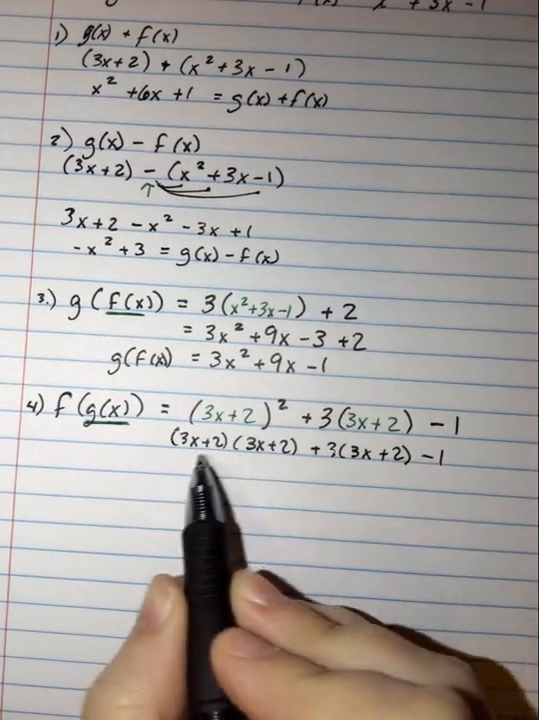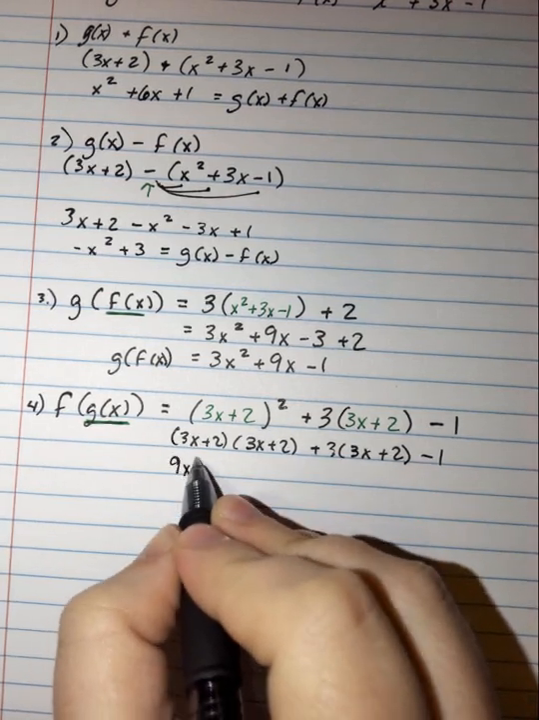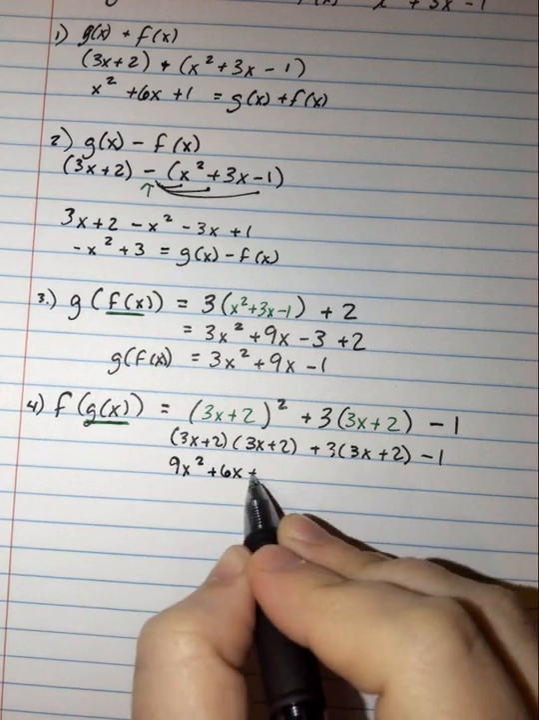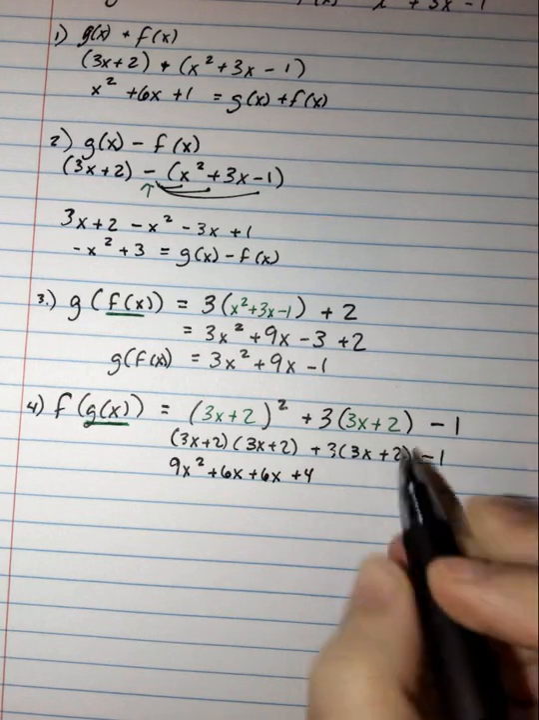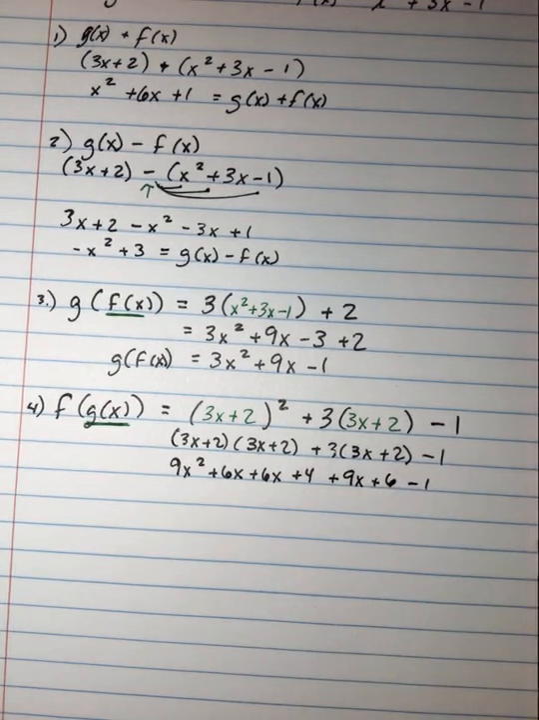So to really simplify this out, I have to FOIL. 3x times 3x is 9x squared. 3x times 2 is 6x. 2 times 3x is 6x. 2 times 2 is 4. Over here, I'm going to get 9x plus 6 minus 1.